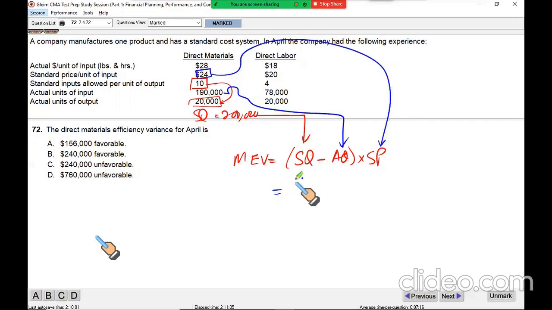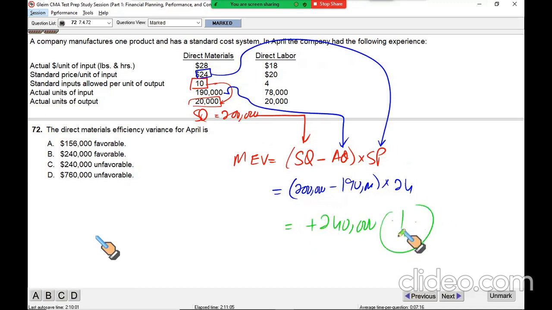Plug it in. The standard quantity that we should have used as per our standards, the actual quantity we actually use is 190, and the standard price given here is 24. So you can see it's going to be quite a sizable favorable variance. 10,000 times 24 is 240,000, and plus here would mean a favorable variance, 240 favorable, and that gives you B as your correct option.